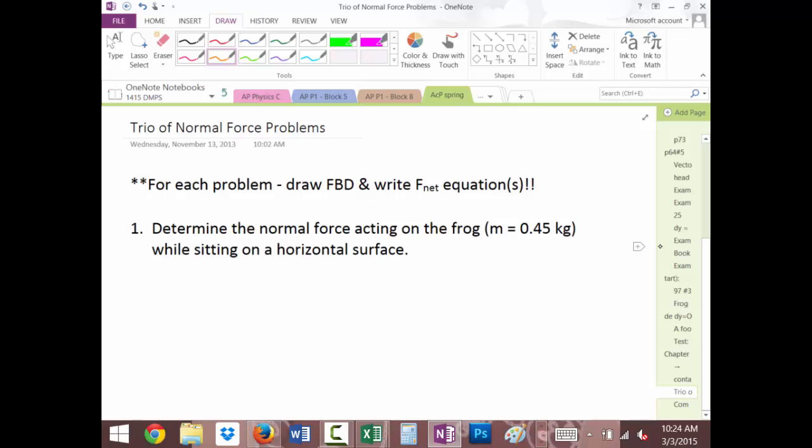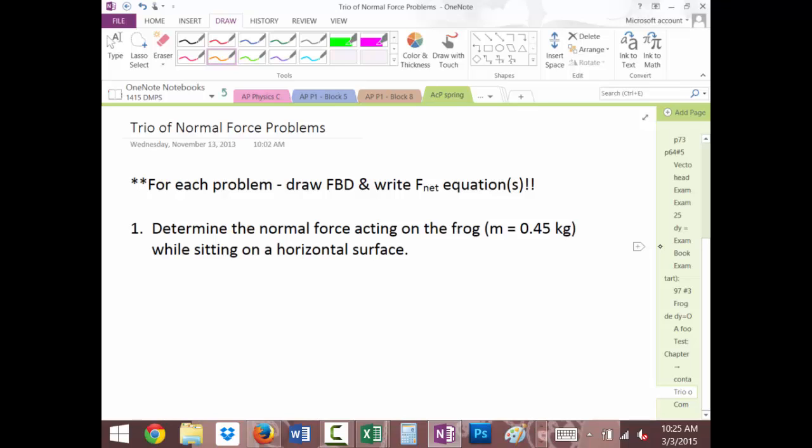Okay? So, we've got a situation with a frog sitting on a horizontal surface. Oh, like it is right now, right? Yay, what a good frog we have, okay? The task asks for you to determine the normal force acting on the frog while he's sitting on that horizontal surface. Well, is there an equation for normal force? We didn't write one down. So we need to figure out a way to do it.